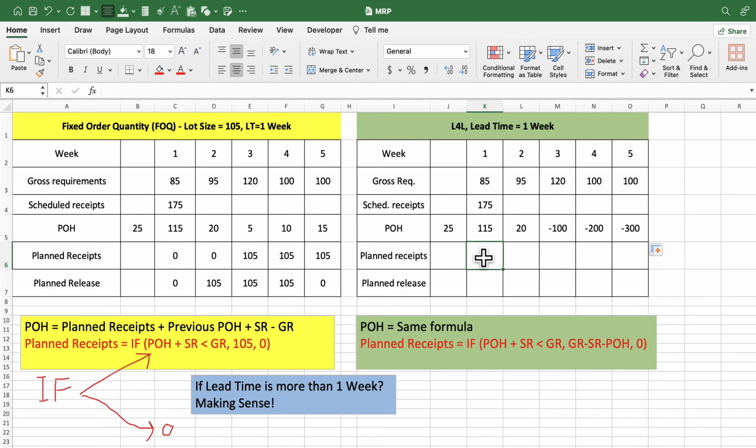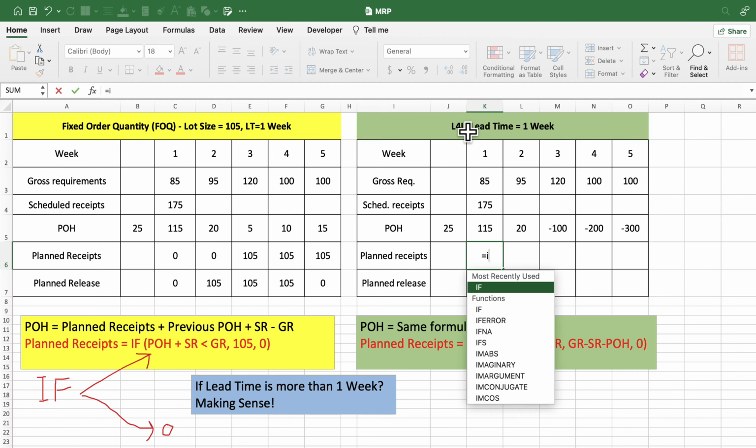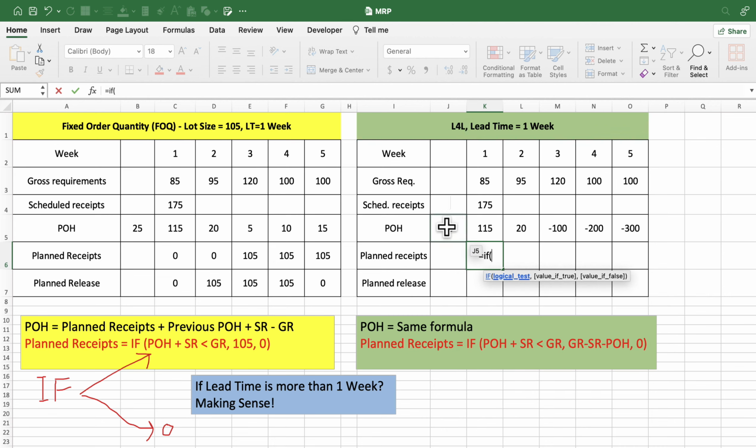The next thing is planned receipts using L for L. And again, for this one, I'll be using the same IF function: if our available inventory, which means 25 plus 175, is less than our customer orders, then place an order. Now the question is what should be the order size? Over here it was very simple, it was 105, so we would just write here 105. But in this case, the order size changes from one period to another period.